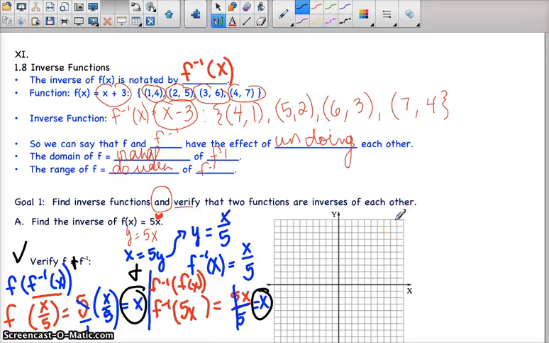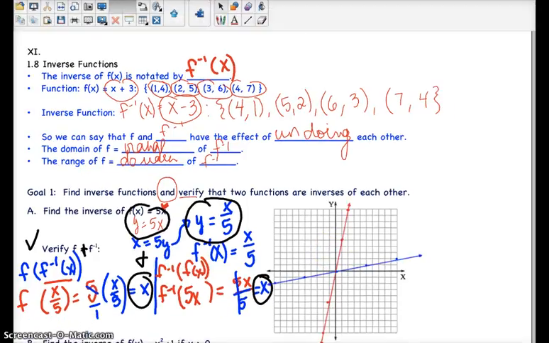We can sketch the graph of both of these. So I want you to take a moment and graph y equals 5x and y equals x divided by 5 on the same coordinate plane. Please pause the screencast and complete that now. Okay, so I've graphed y equals 5x, and I've graphed y equals x divided by 5.